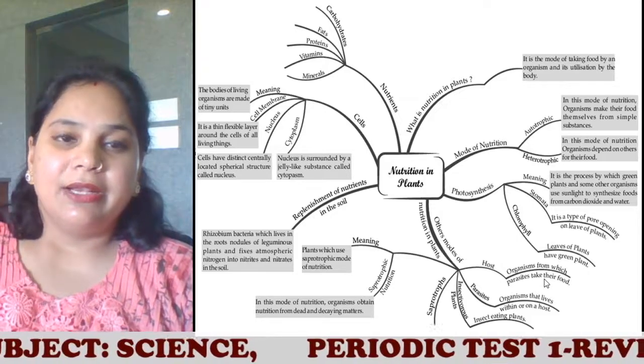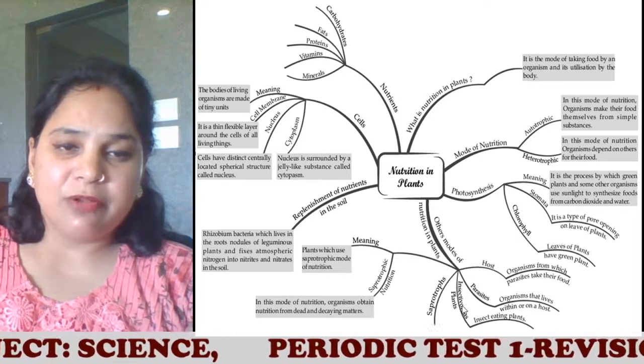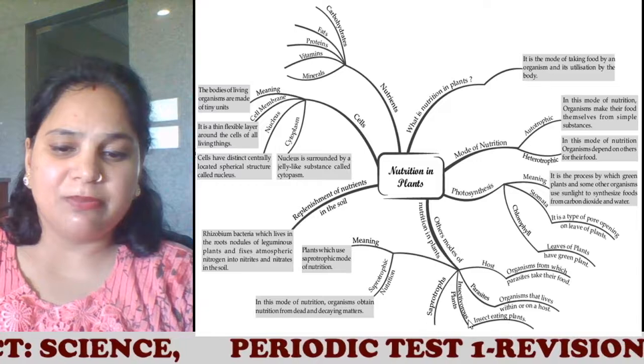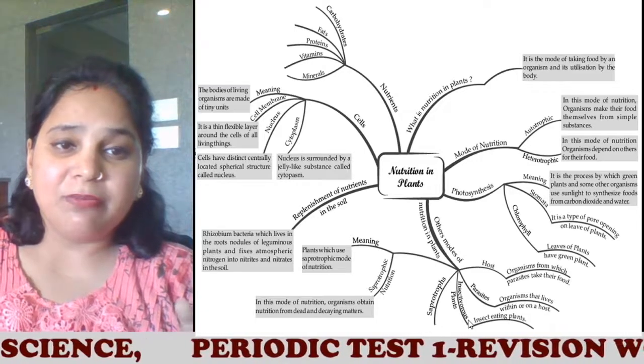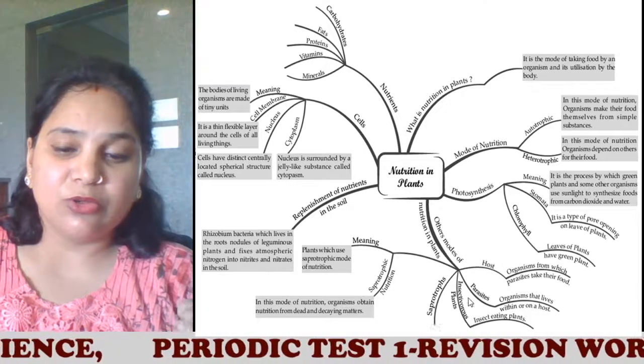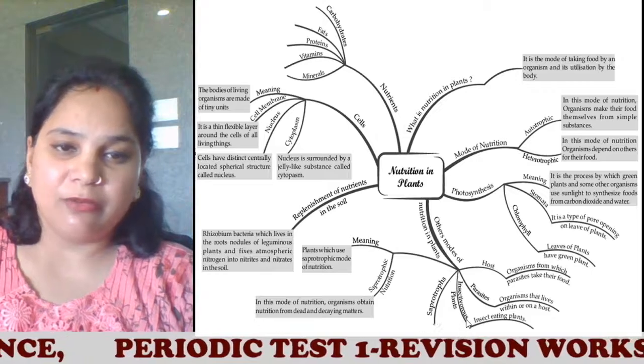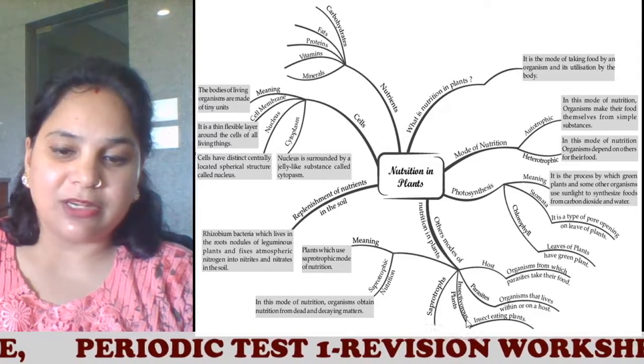Next, we are discussing the second mode of nutrition, that is insectivorous plants. There are a few plants which eat insects. Those plants are called insectivorous. Example is pitcher plant.